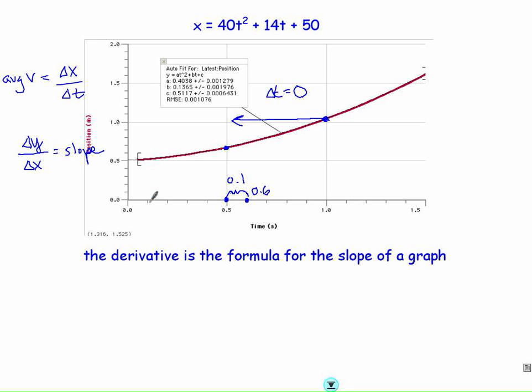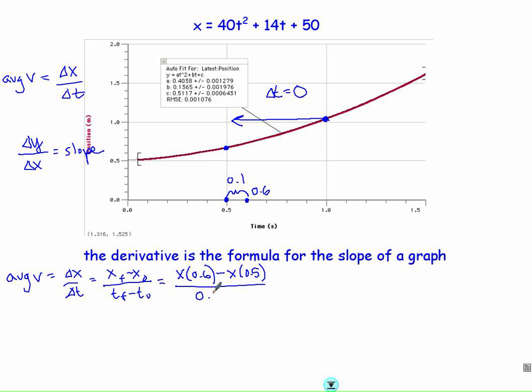So let's find this average velocity now between 0.5 and 0.6. So here's our formula. Average velocity, delta x over delta t. In other words, that's your final x value minus your original x value, divided by your final time value minus your original time value. And another way to write that is your x value at 0.6, that's our final x value, minus your x value at 0.5, that's our original x value, divided by our final time value, which is 0.6, minus our initial time value, which is 0.5. The bottom's easy to do. We get 0.1.